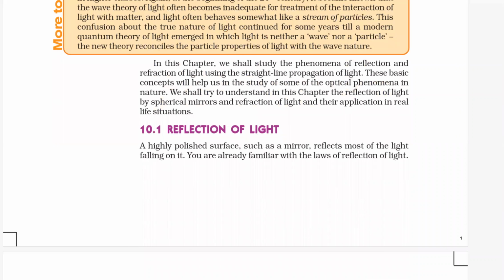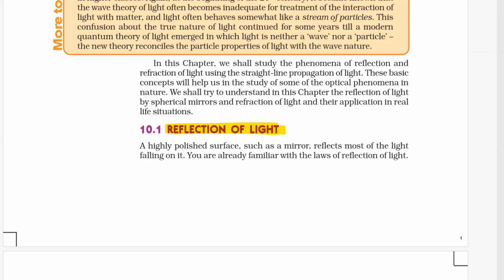First, we are going to see reflection of light. In that, first of all we are going to see plane mirrors, then we are going to see spherical mirrors. Reflection of light basically means that when light strikes any object, it returns back in the same medium. That is called reflection.